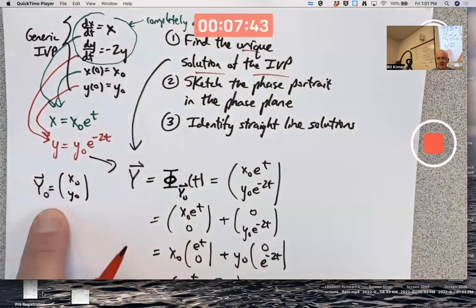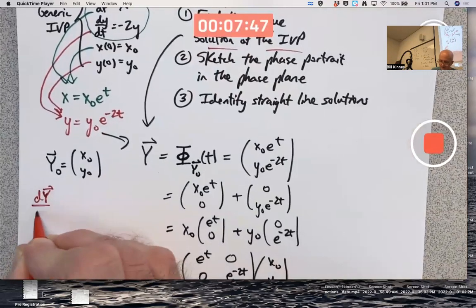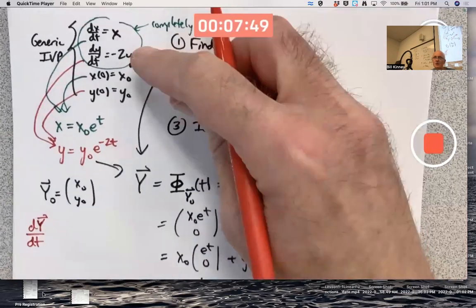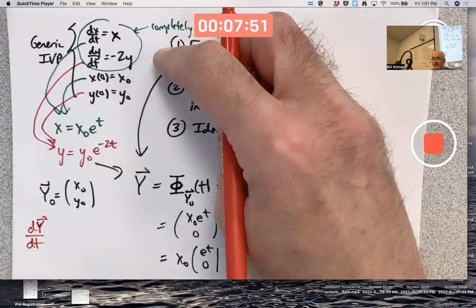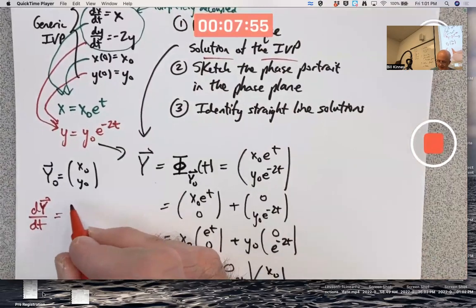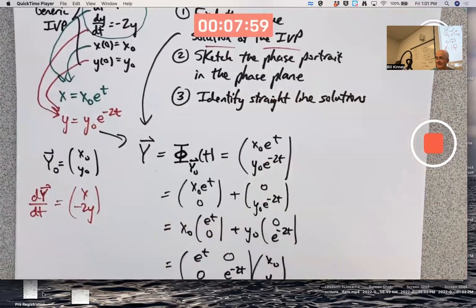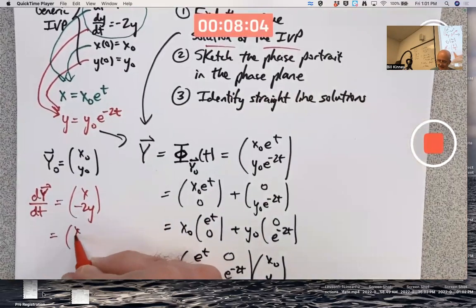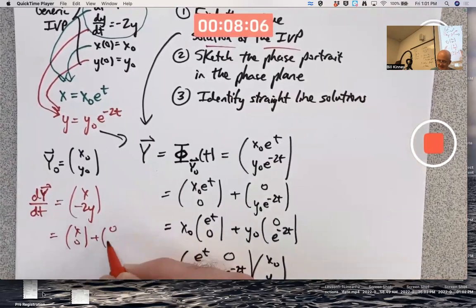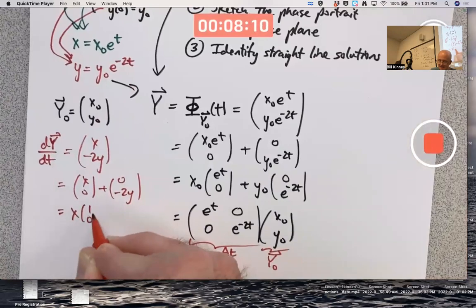Let's do that over here. In vector form, this system of two scalar differential equations is equivalent to one vector differential equation that you could write like that. But you could also write like this. And you could also write like this.